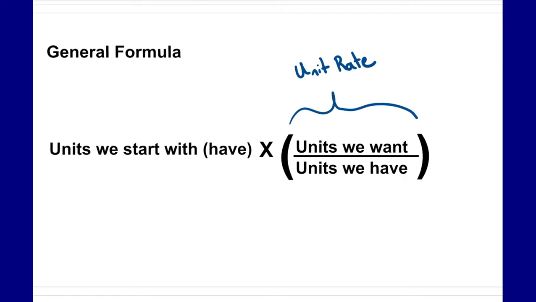And this is something that's always going to be given to you. The unit rate will be given to you in the question, or it's something that you can easily find because it is required. So basically someone has already done a similar comparison. Now we're just going to use that. So the units we start with or have, multiplied by the fraction of the units we want divided by the units we have. Well, how does that make sense? We're just dealing with a bunch of units. Let's go through a couple of examples.